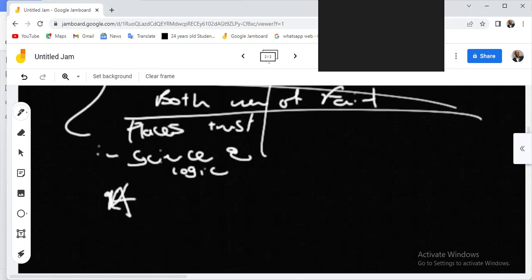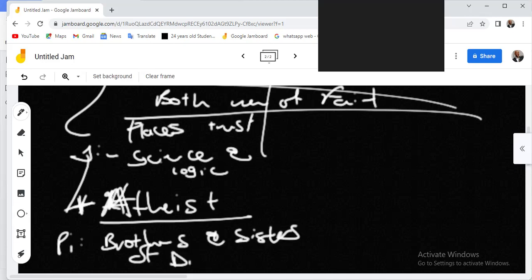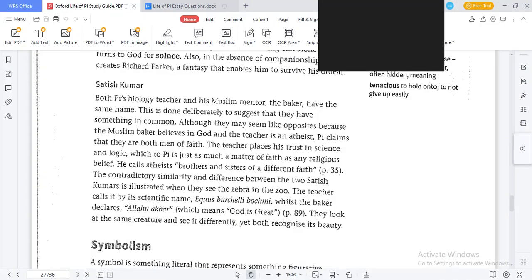So this guy was, as you can see now, an atheist, and Pi calls them, his teacher also being an atheist, brothers and sisters of different faith. Do yourself a favor, make as many notes as you can, so that when you see it, you can connect to it.